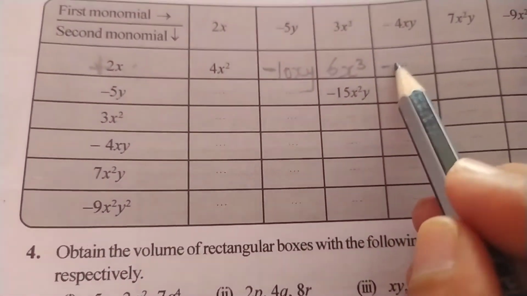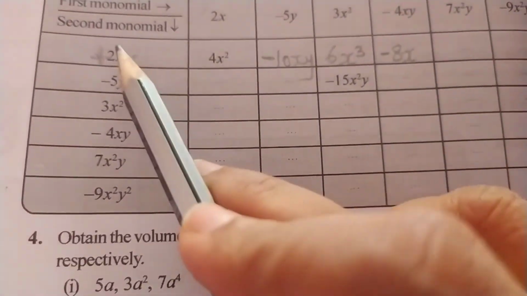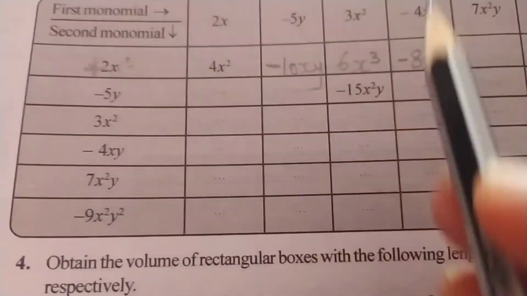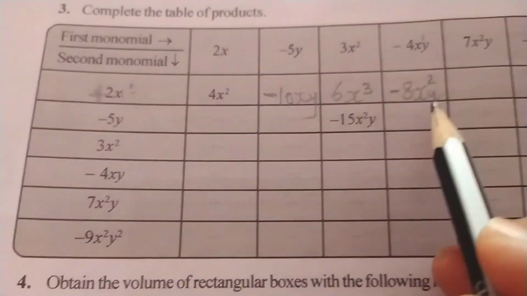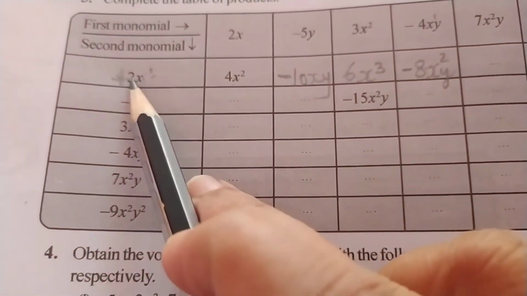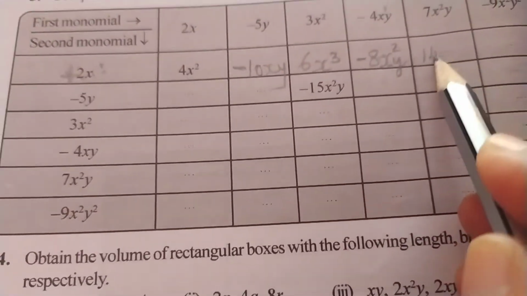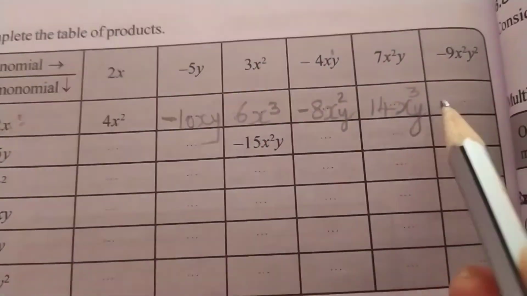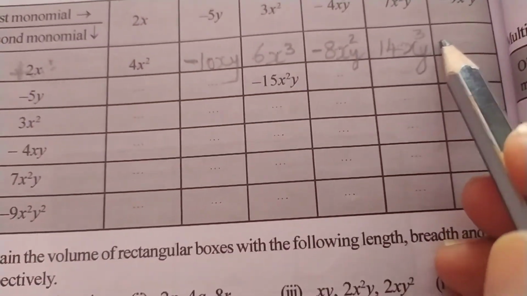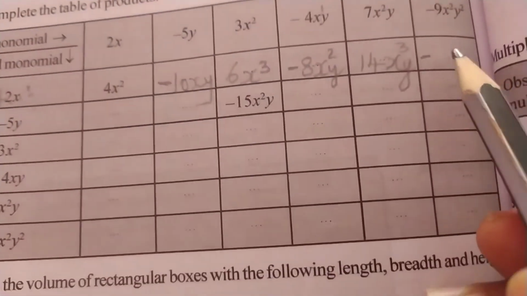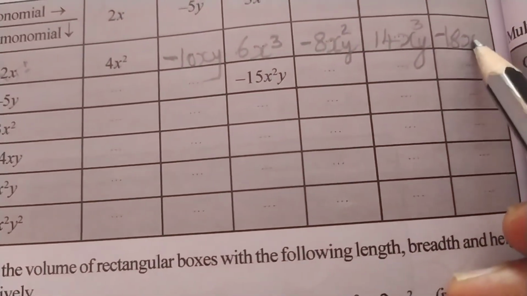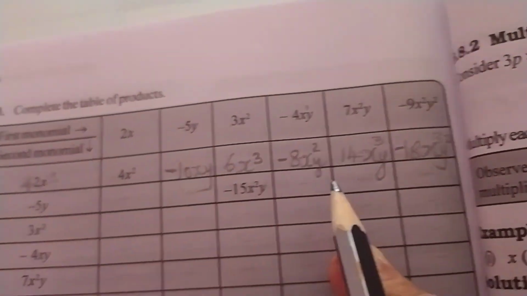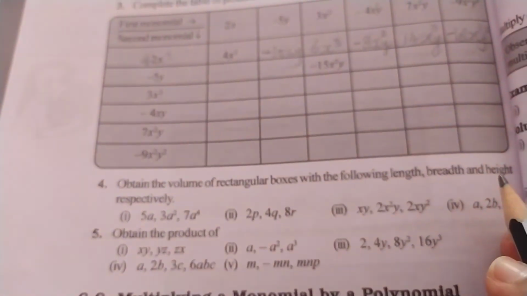Plus into minus, minus. 4 2s are 8. x, here x is 1. Here x is 1. Power is 1. Nothing means 1. 1 plus 1, 2. y. We should not leave any term. y. 2 7s are 14. x into x square. 2 plus 1, 3. x cube y. Next, plus into minus, minus. 2 9s are 18. x square into x is x cube. y square as it is. This is how you are going to complete this box, children.